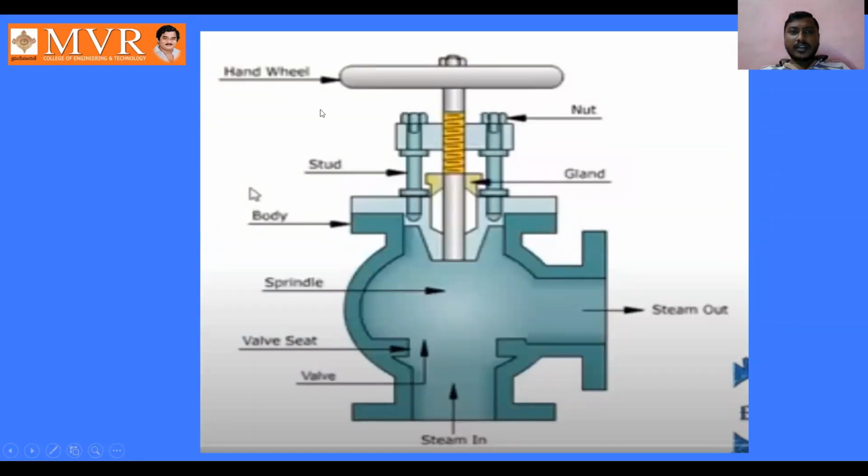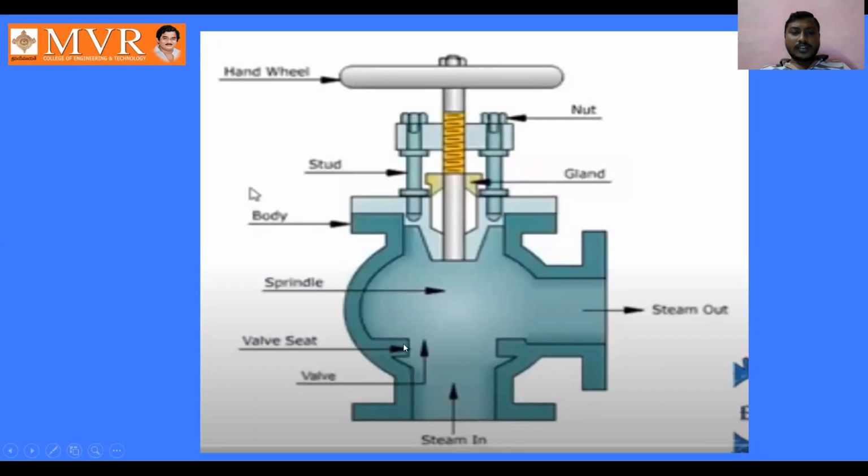This is the hand wheel, which is used for rotating in clockwise as well as anti-clockwise direction. And these are the nuts. And this is the gland. And this is the stud. This is the body. And this is the spindle. And this is the way the steam goes outside.